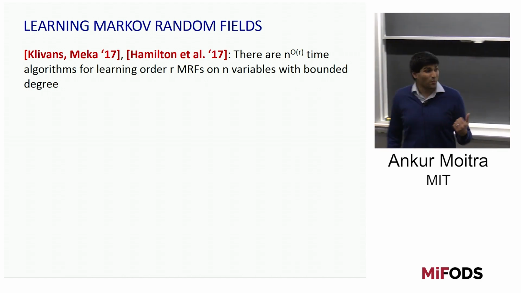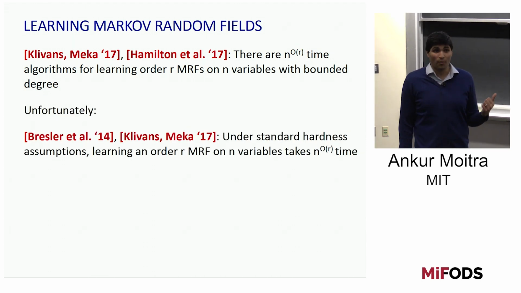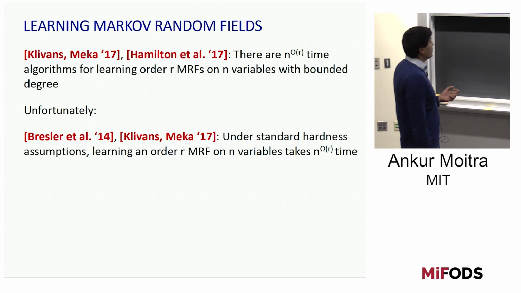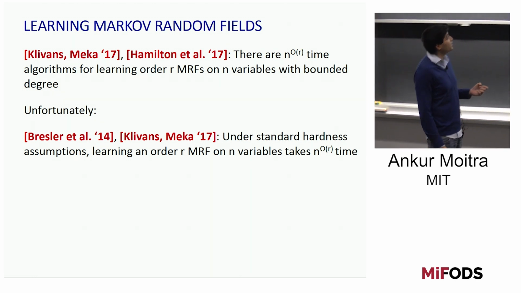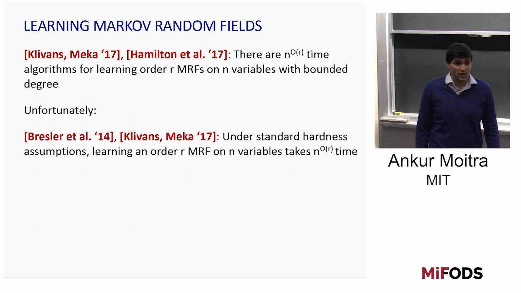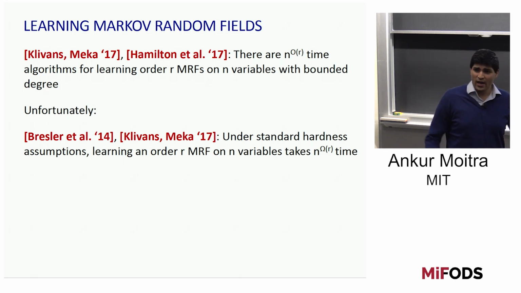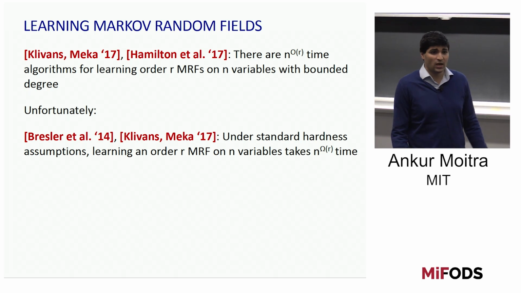But the real problem here is that that's actually about as good as you can hope. So in fact, under standard complexity assumptions, when learning an order r Markov random field, you can't do better than n to the c times r time. So you really are stuck at this very bad dependence. And in the context of an RBM, this means you run in n to the max degree of the hidden nodes, which is just way too bad.